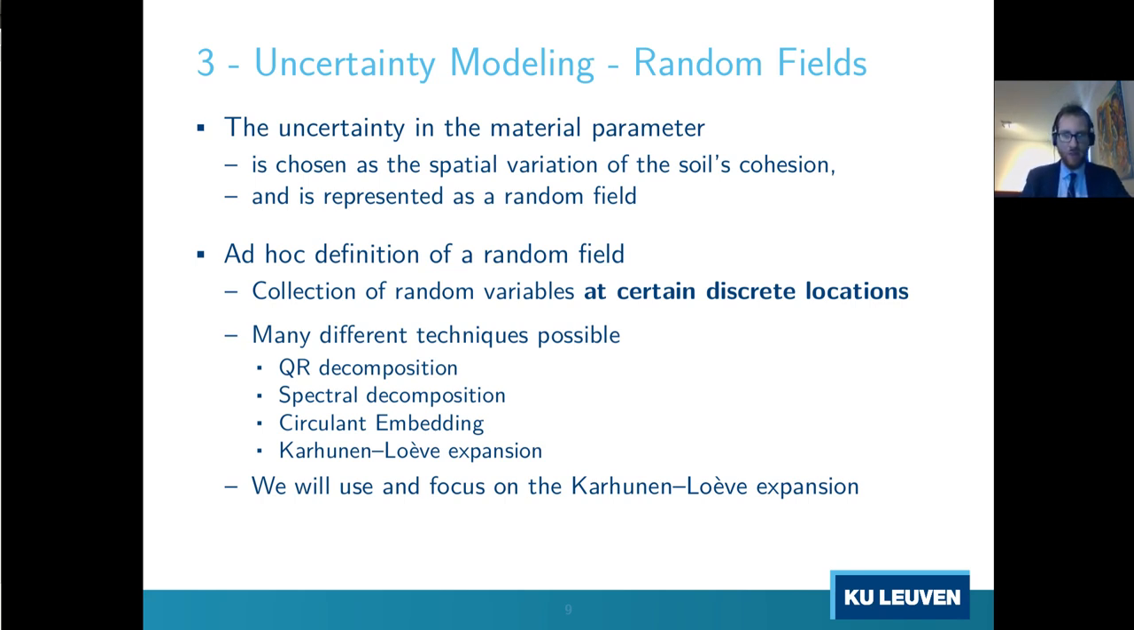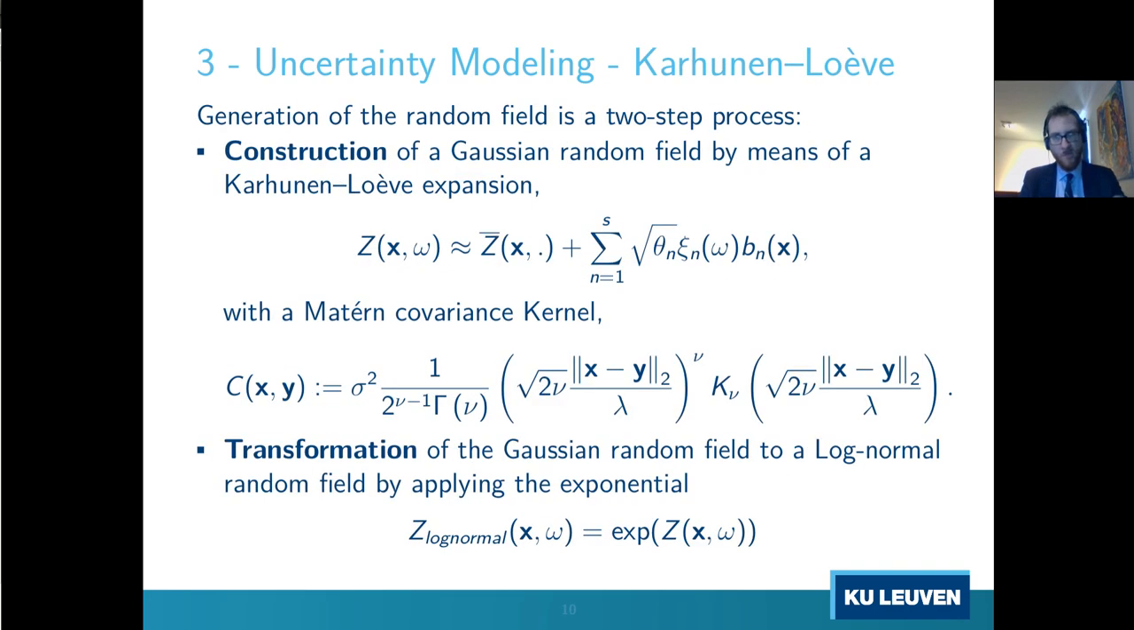So there are many different techniques to do this. You can do a QR decomposition, a spectral decomposition, a circulant embedding, or a Karhunen-Loève expansion. And we will focus on and use the Karhunen-Loève expansion. So this is the representation of a Karhunen-Loève expansion. How do we construct these random fields? It's in two parts. First, we construct a Gaussian random field by means of a Karhunen-Loève expansion, as written here.